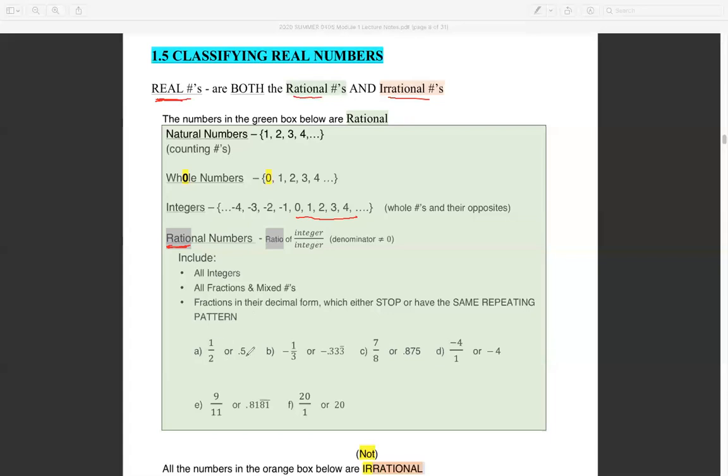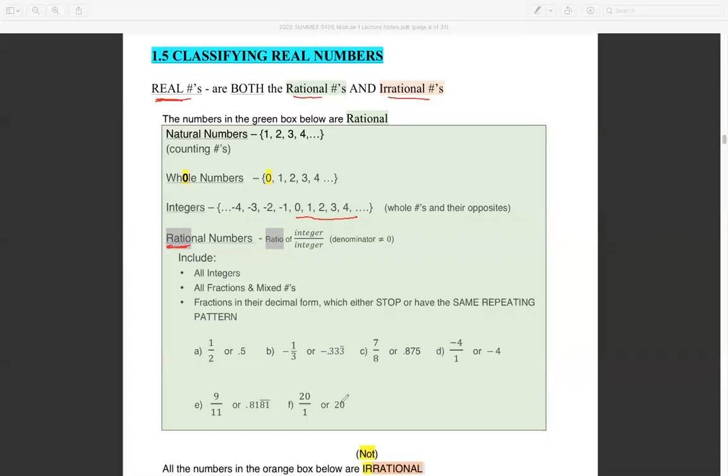So 1/2 is 0.5, -1/3 is -0.333. So it just repeats with the 3's. 9/11 as decimal form is 0.81, 81, 81, 81. When you have the bar over there, that just means whatever the bar is over, that's repeating.